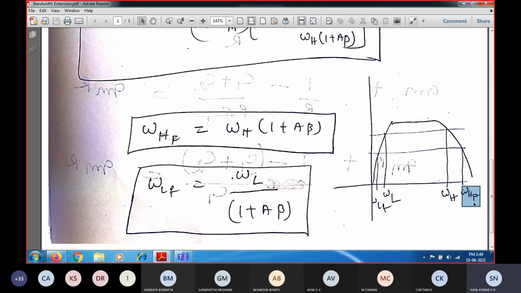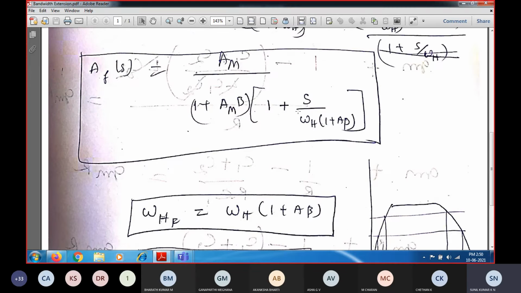Obviously omega hf is very much greater than omega h, so this indicates that the bandwidth has been increased by a factor of 1 plus A beta. So when you employ negative feedback, the 3 dB frequency has been increased to a new higher value. So the bandwidth with feedback has been increased, and that is bandwidth extension, which is an important property.